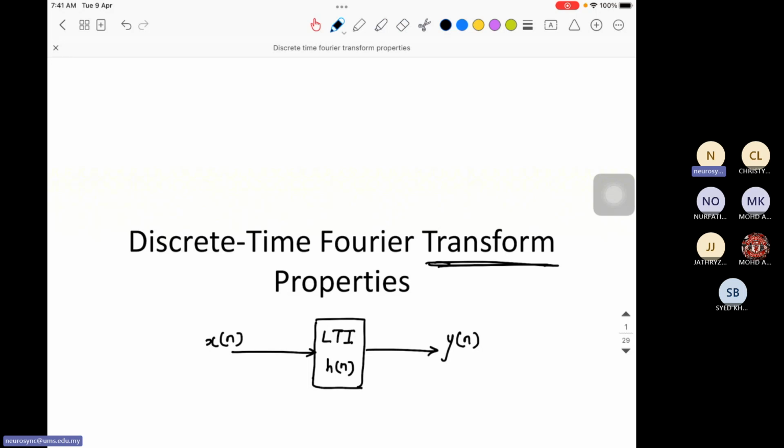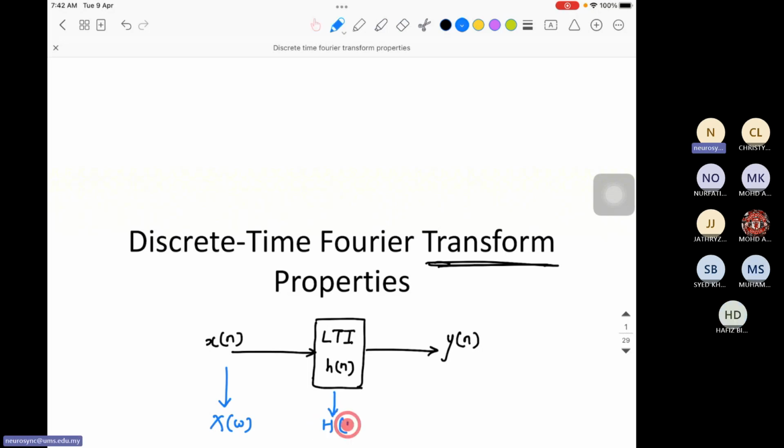So basically, transform means what? We are doing the transformation on x of n. After doing the transform, I will get capital X of omega. For the system, I will say capital H of omega. Output is capital Y of omega. So I am transferring all these values to the frequency domain.